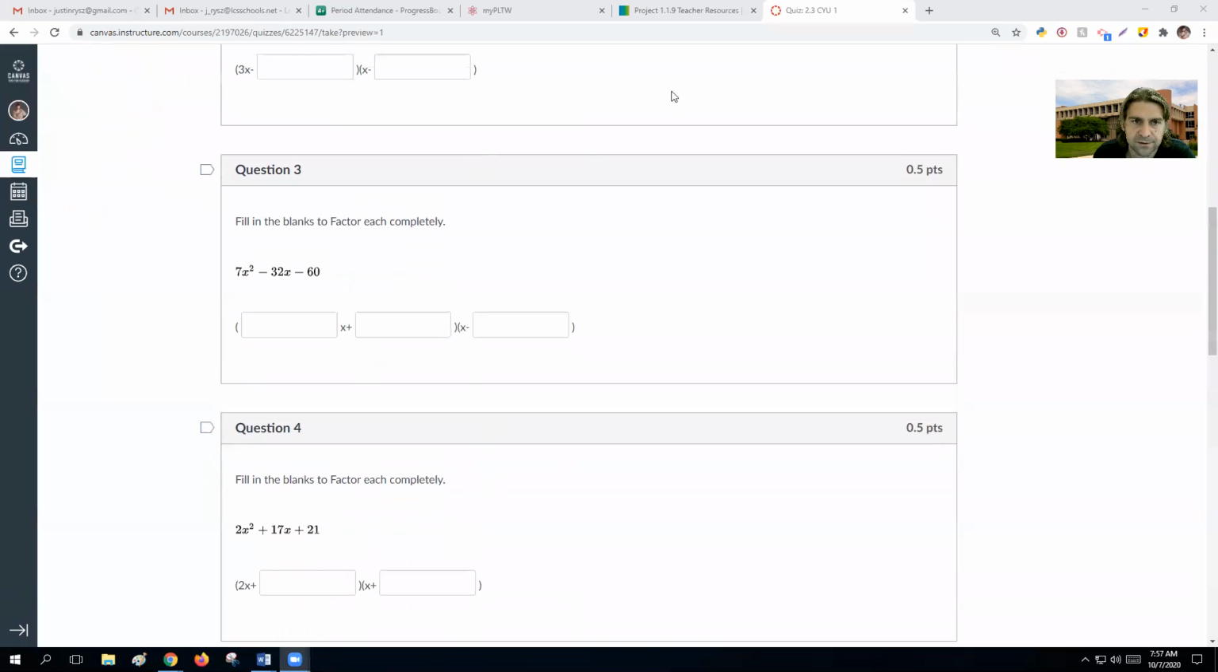All right, big numbers here. People get scared of big numbers. Okay, so what two numbers multiply together to get, okay, 7 times -60, that's -420. And then what two numbers add together to get -32? All right, well, that isn't too bad. That is -42 and 10. -42 times 10 is -420. -42 plus 10 is -32.